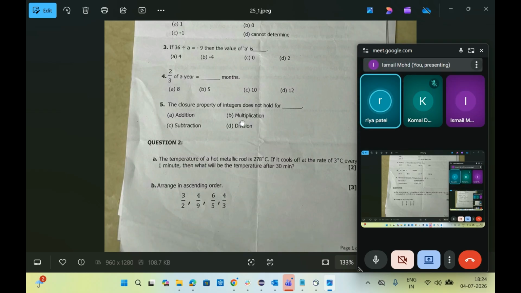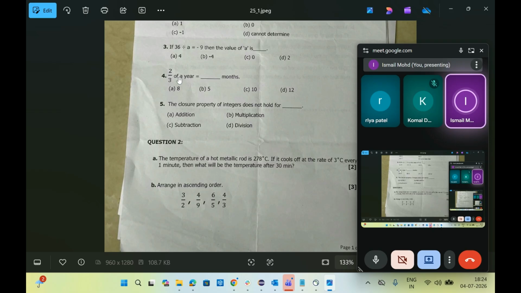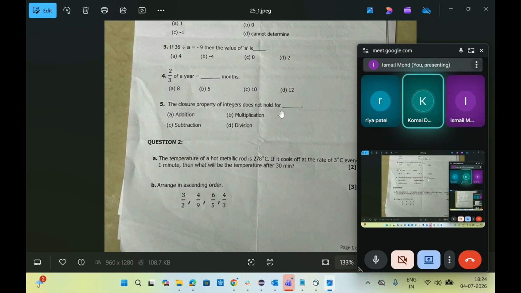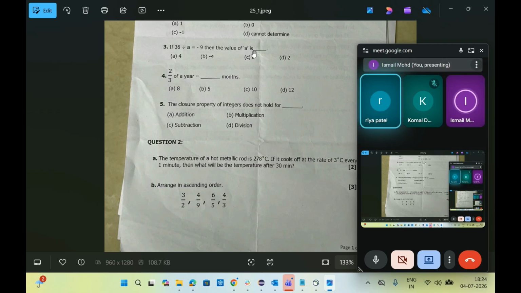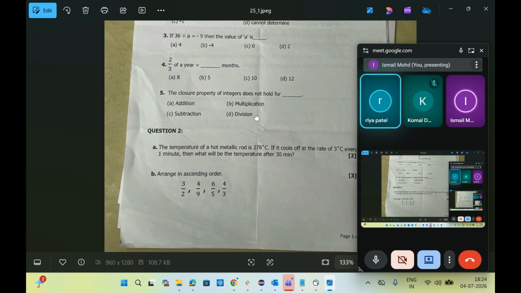Next, 2 by 3 of a year. The same one: whenever 'of' comes, you replace it with multiplication. A year means 12 months. So it is like 2 by 3 into 12 months. 3 goes in 12 4 times. So 2 into 4, the answer is 8 months.